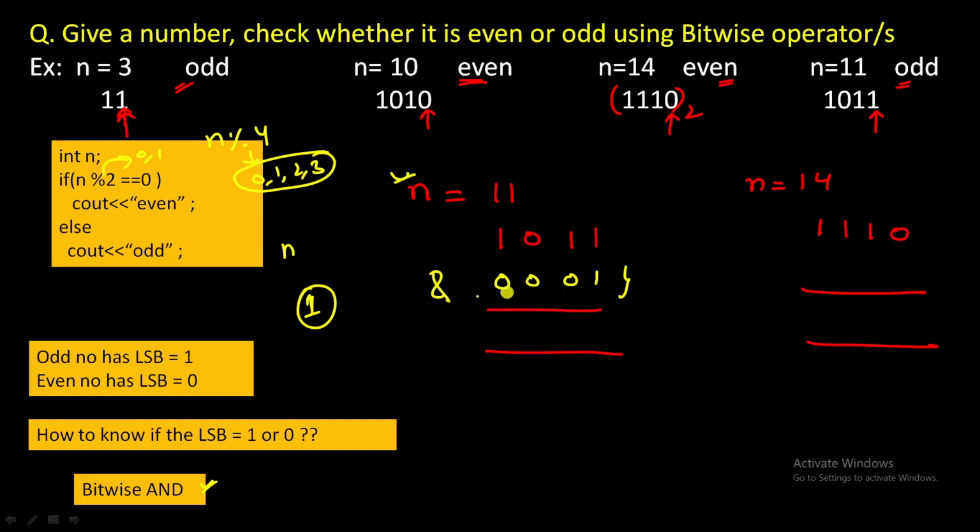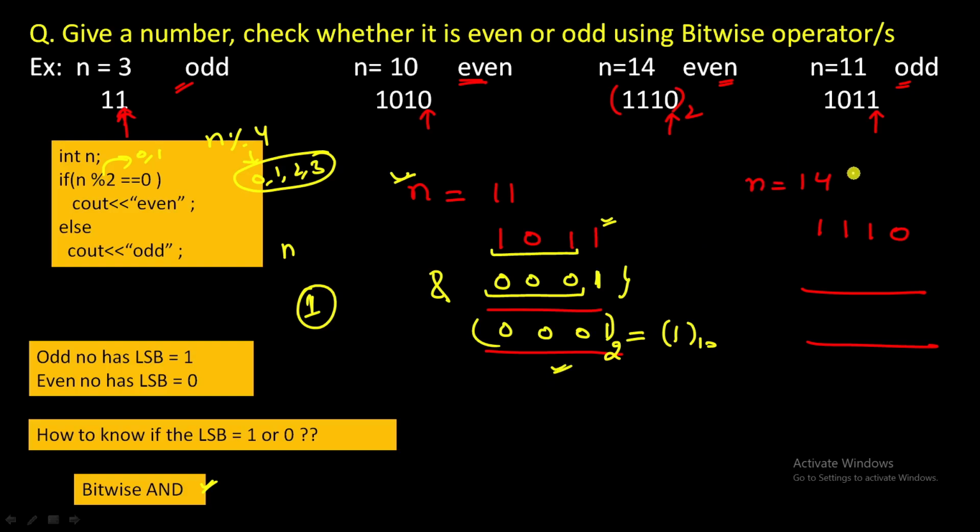Now if I do the bitwise AND on this, what will I get? All these 3 bits of the mask are 0, so all these bits will become 0, because I am applying the AND: 1 and 0 is 0, 0 and 0 is 0. Now the last bit: the mask is 1, and here also it is 1, so 1 and 1, the bitwise AND, will give me 1. This is the binary form, and in decimal form it is 1.